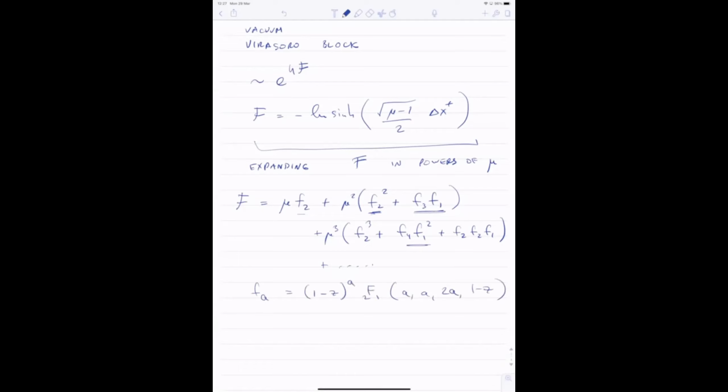So in mu cubed there was f2, f2, f1 squared. F2, that's F3, I guess. Oh, yeah. F2, F3. I see F3. Yes. Thank you.